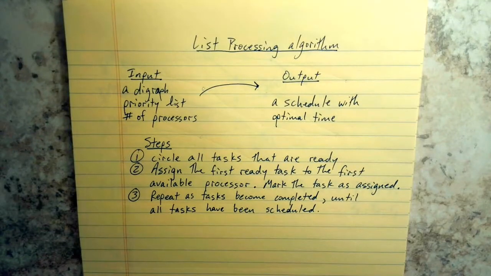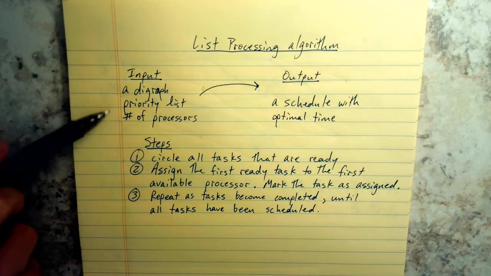Hi everyone, in this video we'll be learning how to use the list processing algorithm. In general, what this algorithm does is take a list of tasks that need to be scheduled and produce a schedule. And mathematically, as far as structures go, these are our inputs.